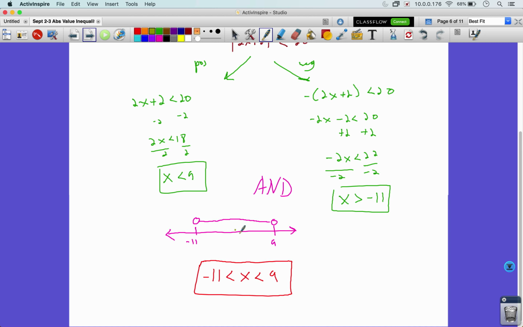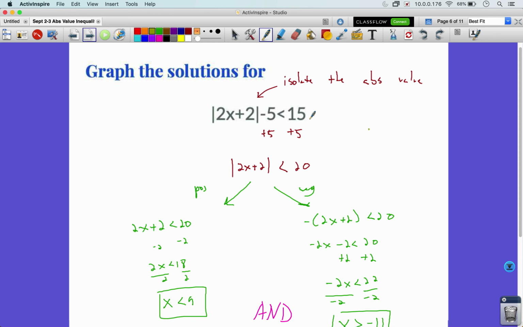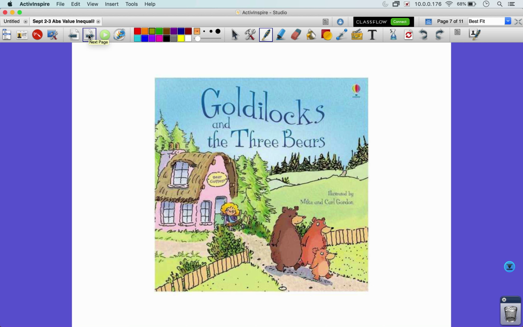And let's talk about double checking real quick. I could pick a number in the middle here. A really convenient number that's in the middle is 0. Let's see what happens when I plug 0 into this. So this term goes away. That's just a 2. Absolute value of 2 is 2. 2 minus 5 is -3. Is -3 less than 15? It is. So it checks out.